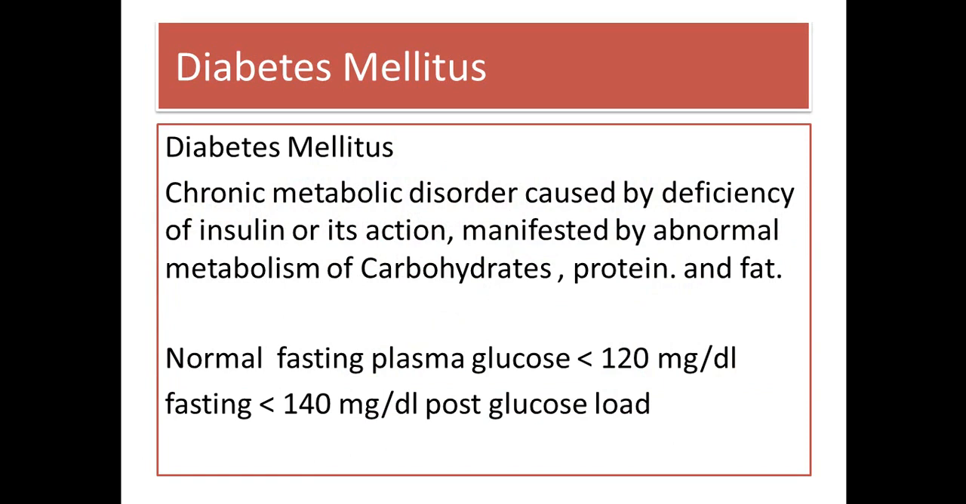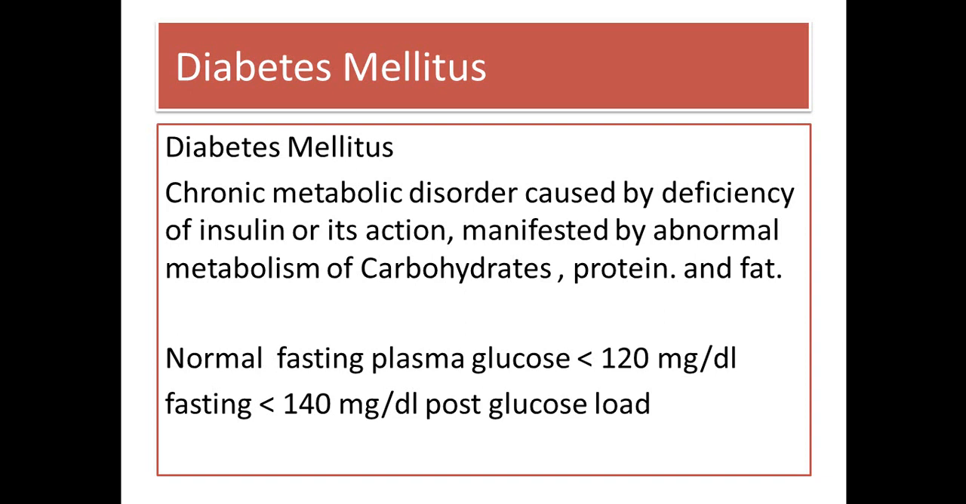It is a metabolic disorder and it is chronic in nature, caused by either a deficiency of insulin production from the beta cells of the islet cells in the pancreas, or a defect in the action of insulin. So what's the manifestation of diabetes mellitus? Manifestations are related to abnormal metabolism of carbohydrate, fat, and protein.